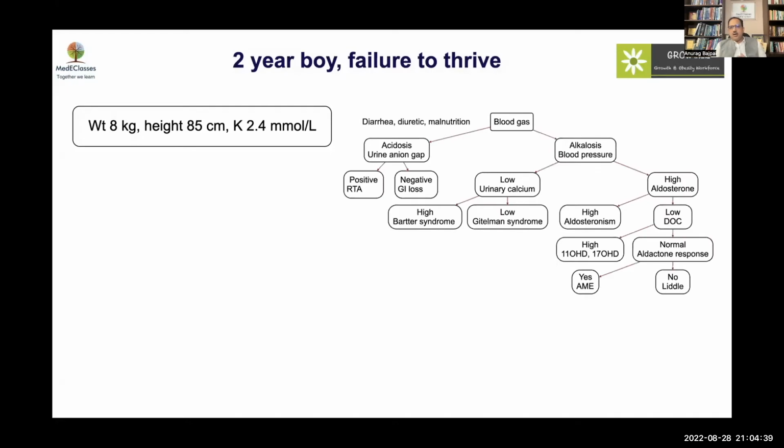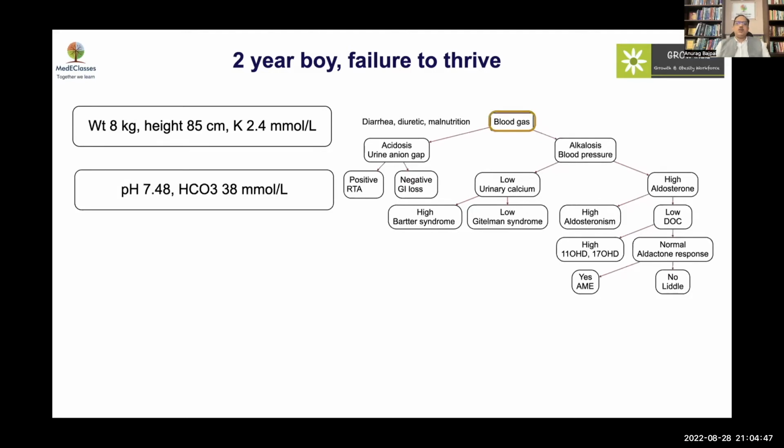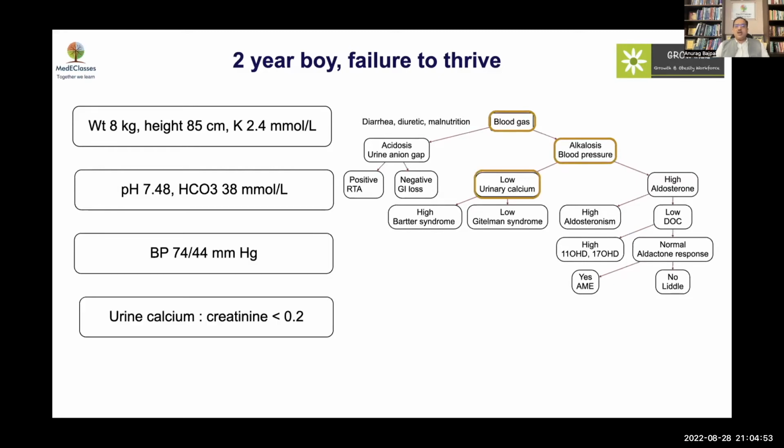Now, based upon the workup, and we'll discuss subsequently how blood gas becomes very important in terms of evaluation, the patient had alkalosis, which was quite significant, and further workup showed a normal blood pressure. Along with that, a hypocalciuric situation and a low magnesium. So we had a child who has hypomagnesemia with failure to thrive with hypocalciuria.